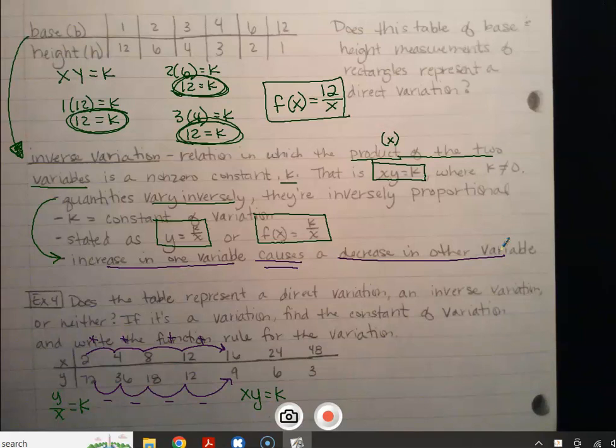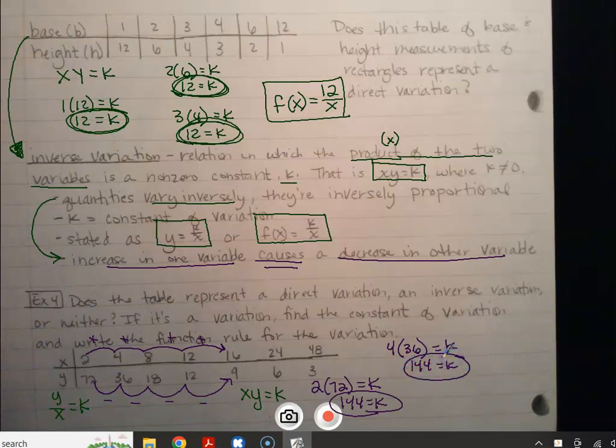We need to check it, which means we need to take our x, 2, and multiply by our y, 72, to get our k. And that's 144. And then we need to take another one. We need to take our x, 4, multiply by our y, 36, to get our k, and that's 144.